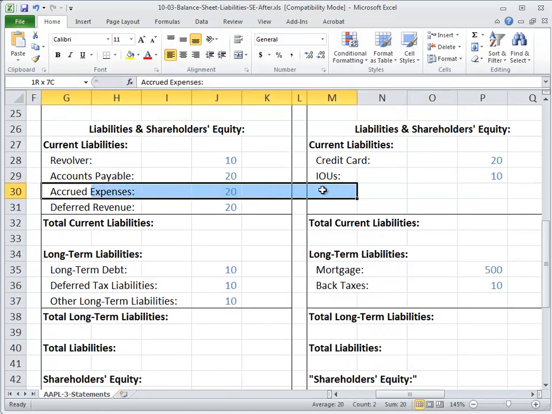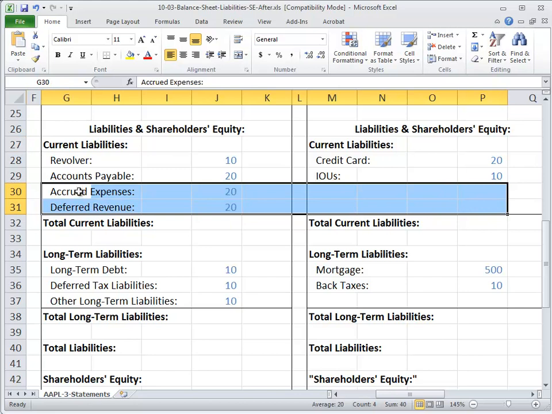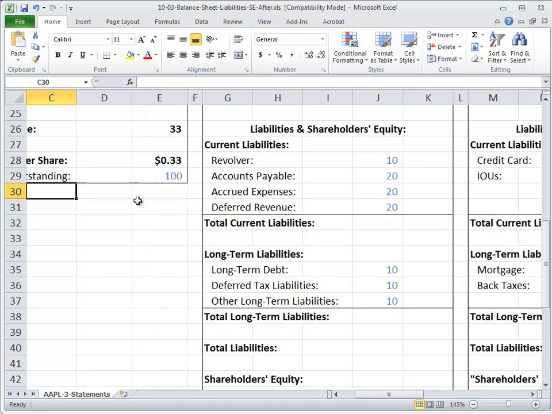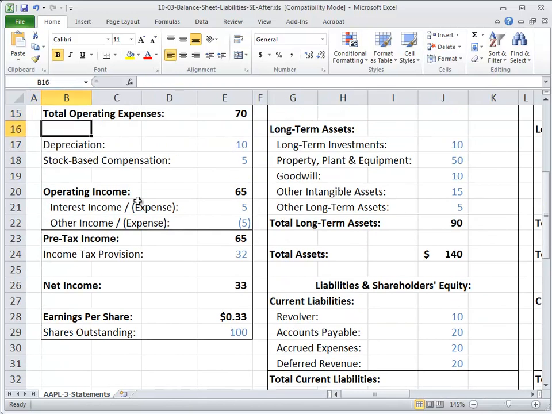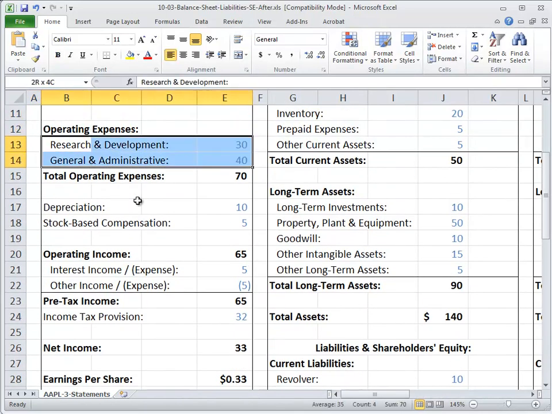Accrued expenses and deferred revenue, neither of these have a good analogy in the real world, so I'm not even going to attempt to explain them with a real-world analogy. But accrued expenses represent anything that the company has been expensing on its income statement over here, but which it is not actually yet paid out in cash.